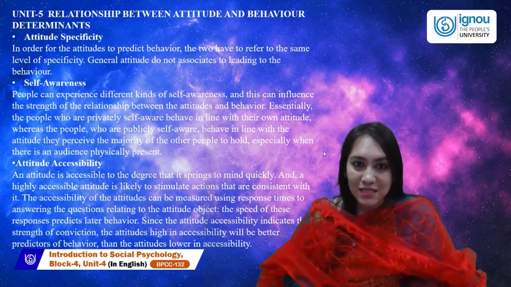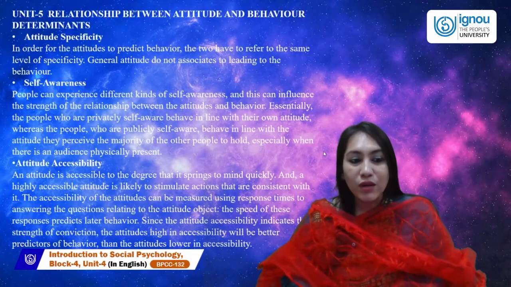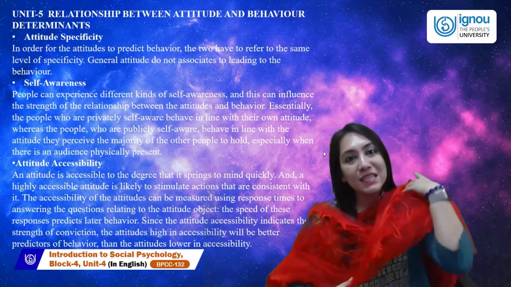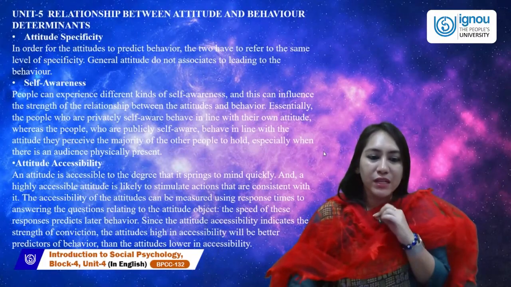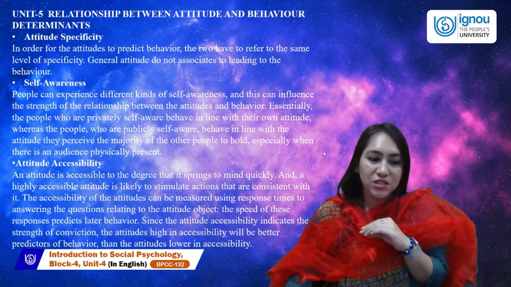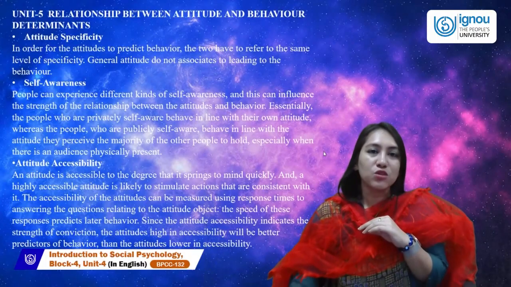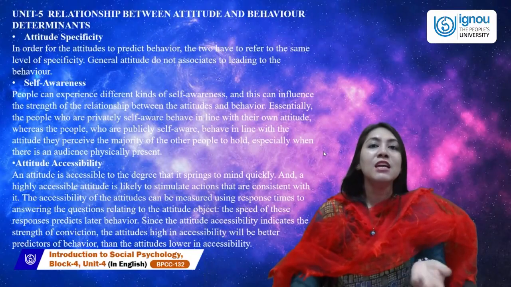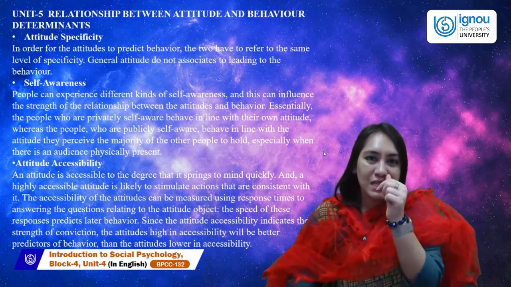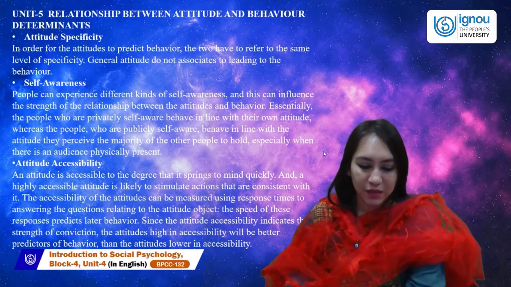So accessible attitudes will have a strong conviction because they're easily available. It's the first thing that comes to mind, and the first thing coming to mind means high accessibility, which makes for better predictors of behavior. So the more accessible, the better the predictor of behavior. Low accessibility, lesser prediction of behavior, because the strength of the attitude is going to be less.